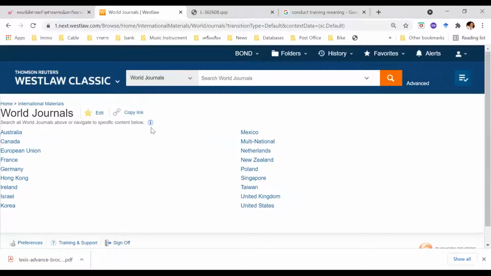Westlaw provides the information icon. I just want to know the information about this source. Just click on this.